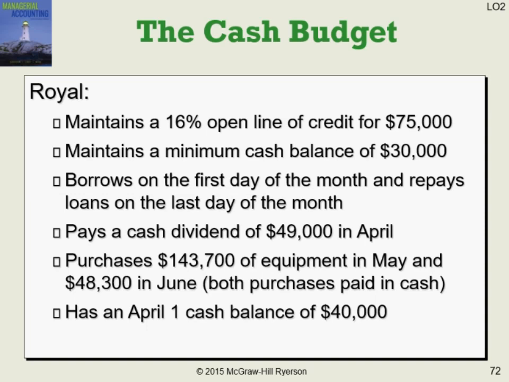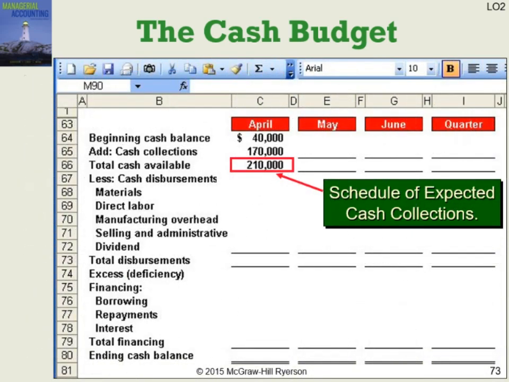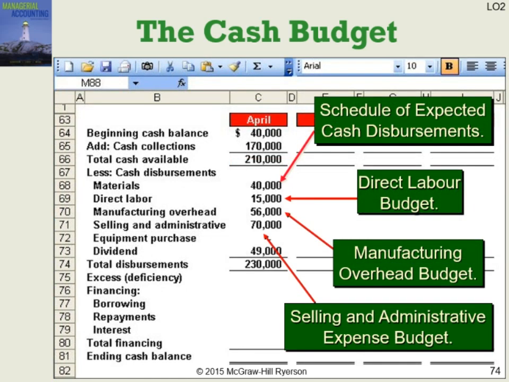And let's see if we can pull all of the information together into a cash budget now. So we start with $40,000 of opening cash. We have cash collections, which comes from our cash collections budget or cash collections schedule. Next, we have cash disbursements for materials, which comes from the purchases analysis we did earlier, and we call that the schedule of expected cash disbursements. Direct labor, we've budgeted for that. It's $15,000. Our manufacturing overhead comes from the manufacturing overhead budget. The selling and administrative budget, which we just finished, $70,000, and then we have a dividend in April.